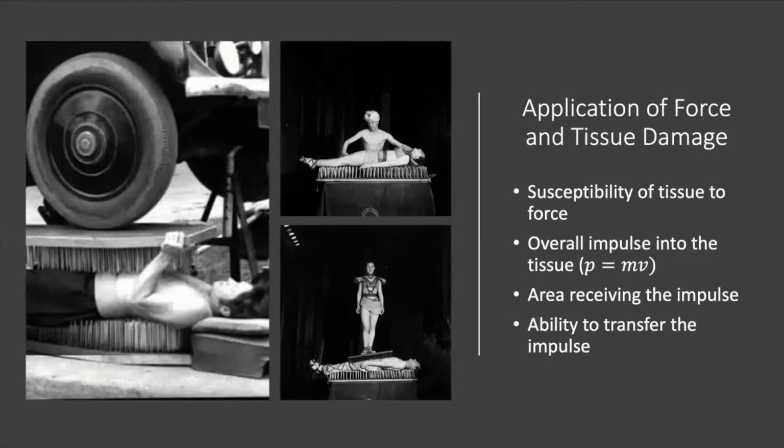So there's some things that we have to take into account when we talk about forces, and that is the susceptibility of the tissue to damage. What type of tissue is it? What is the overall impulse being applied? And over how big an area is that applied? If it's a very large area, like your entire body laying on 1,000 nails, the actual force per small unit of area is very small. So it's the force that's applied, it's the type of tissue it's being applied to, and it's the ability of that tissue to transfer that force that becomes very significant.